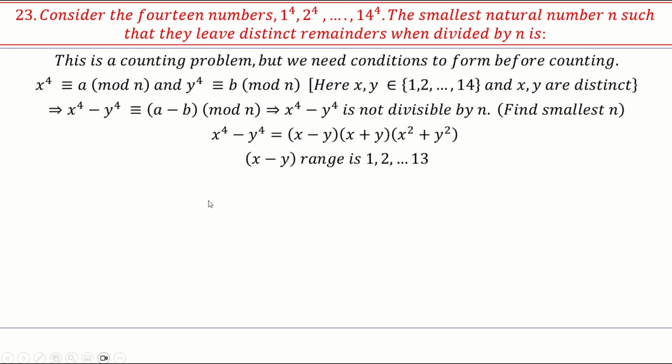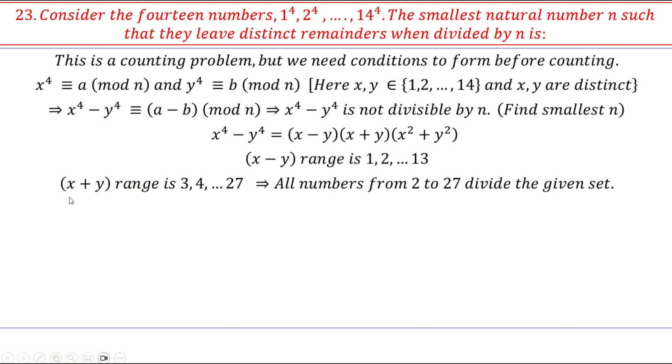Now we know that the range of x minus y is 1 to 13, and x plus y ranges from around 3 to 27. So all the numbers from 1 to 27 will divide these numbers, right? 1 to 27 are done basically. They will all divide these numbers. You can form it using this easily. Now we should start counting from 28 onwards, and it should not be equal to x squared plus y squared, as well as it should not be formed from this expression.